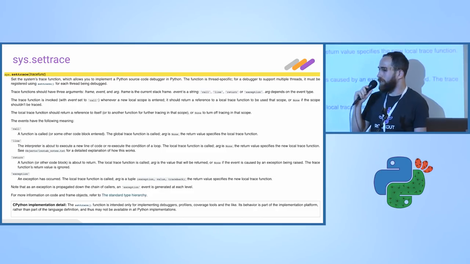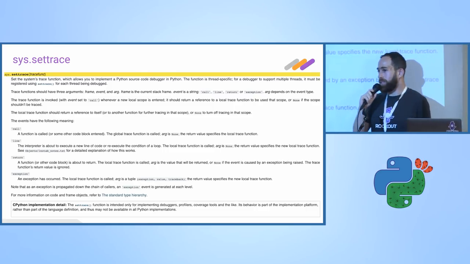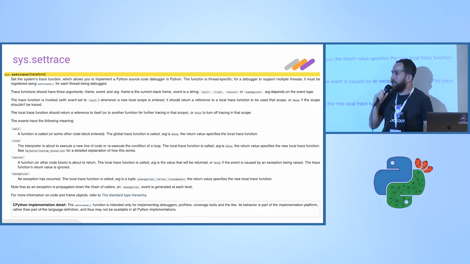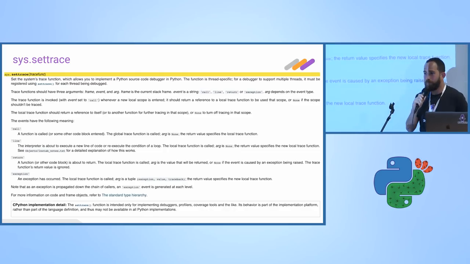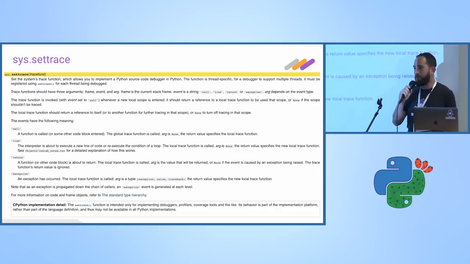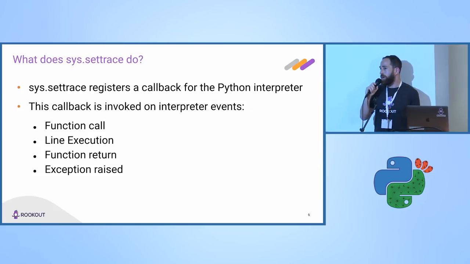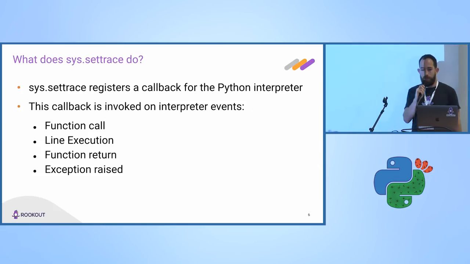That's the documentation for it, which has improved a bit over the last few years, but it's still quite daunting and not very easy to understand. So I'm just going to walk you through it step by step and make sure we all understand what's going on here in 30 minutes or so. So what does sys.settrace do?